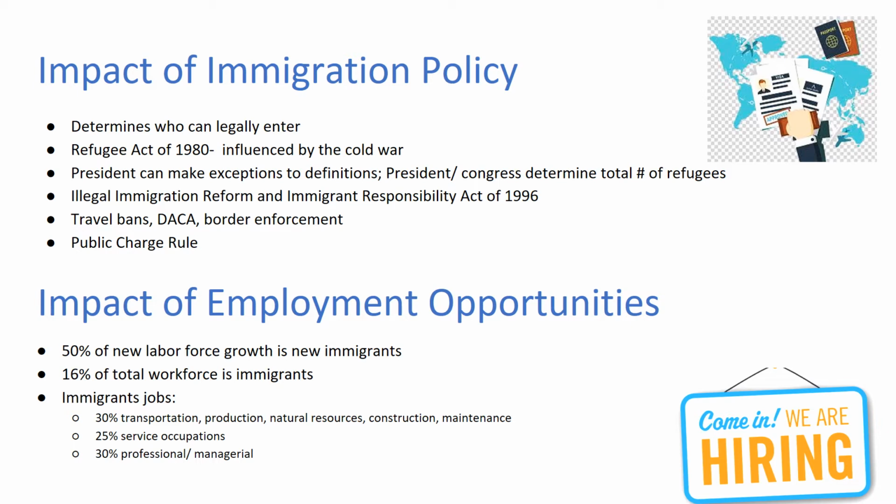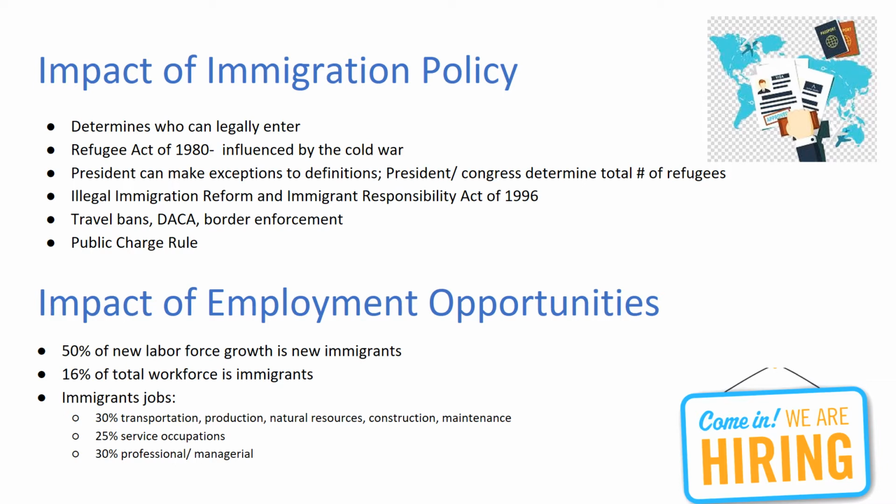Nevertheless, the president can make exceptions, and the president and Congress together determine the total number of refugees to be admitted to the U.S. In 1996, the Illegal Immigration Reform and Immigrant Responsibility Act tightened border restrictions and changed rules on immigrant access to public benefits. Over the past few years, there have been a lot of changes in policy and enforcement of those policies.